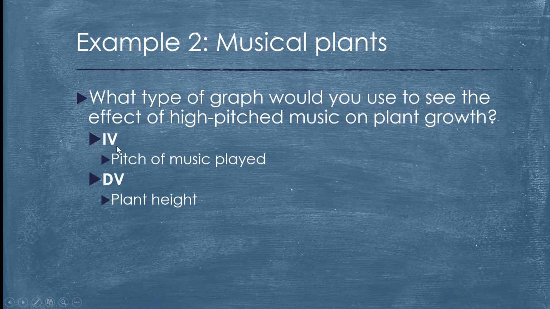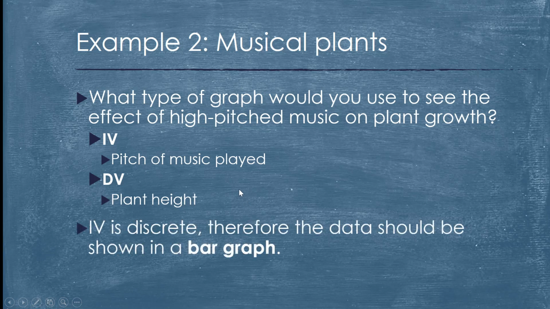Oh, tricky question. I mean, the pitch of music, you can actually describe that in numbers, but in the last video, I decided to just use high pitch, low pitch, and no pitch. I mean, no music, right? So in that case, it's just like either yes or no. So these are not the numbers that I'm talking about. These are just words. So it's discrete, they're categorical. Therefore, the data should be shown in a bar graph.